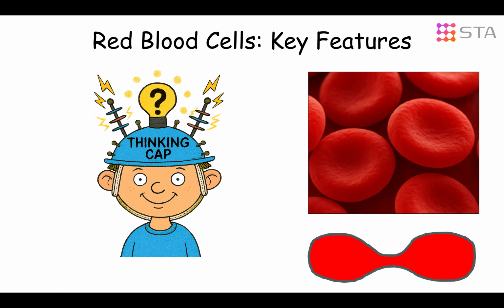But it's very important that you do understand all of these features and why they are there. So you can see there's a diagram there with the thinking cap. Put your thinking cap on and just for 5 seconds, try and think what are the features of red blood cells? Is this something you actually know? Is this something you've actually done at school? Have a think.